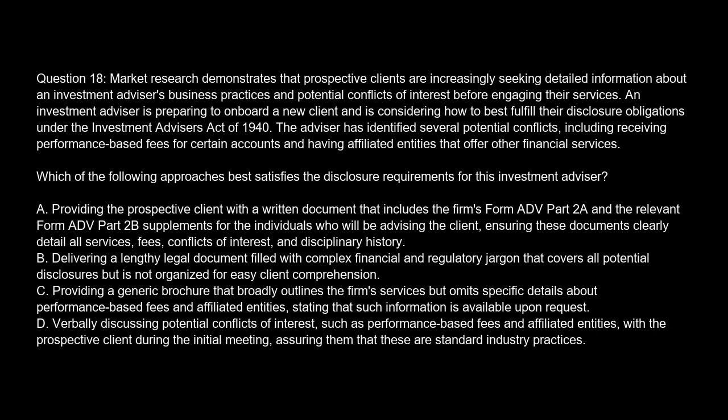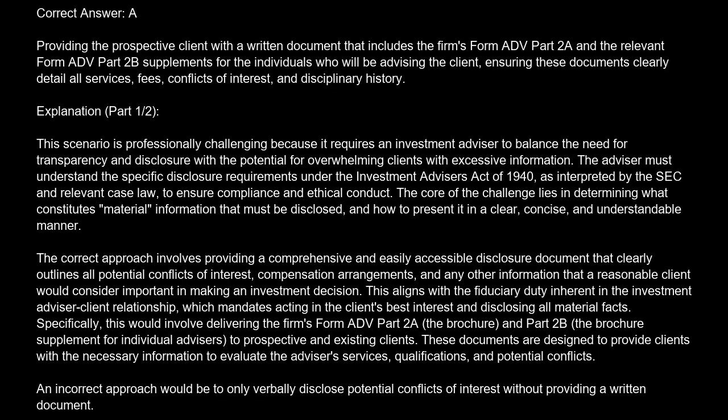Option C. Providing a generic brochure that broadly outlines the firm's services, but omits specific details about performance-based fees and affiliated entities, stating that such information is available upon request. Option D. Verbally discussing potential conflicts of interest, such as performance-based fees and affiliated entities, with the prospective client during the initial meeting, assuring them that these are standard industry practices. The correct answer is A.